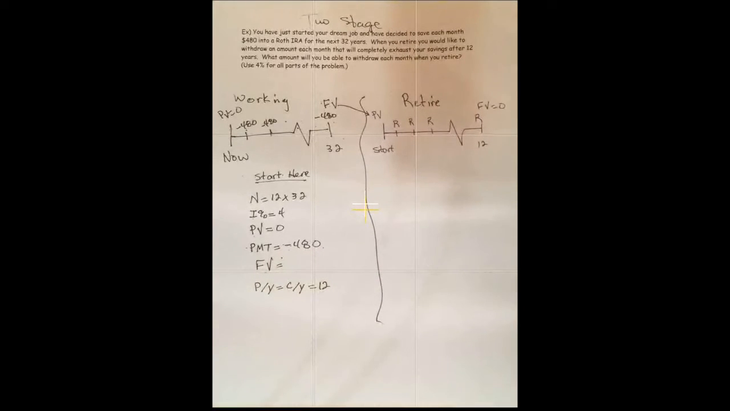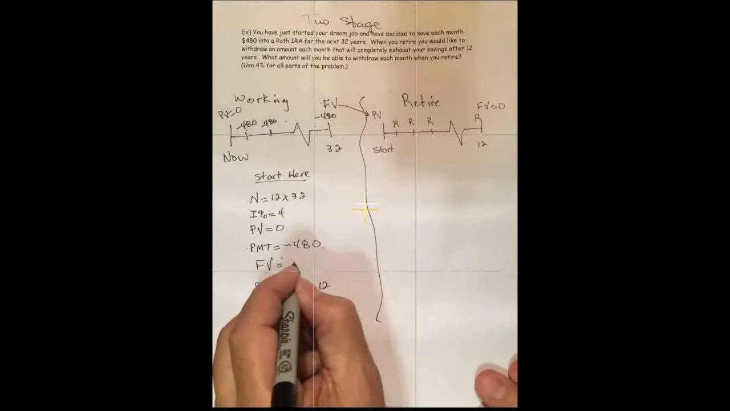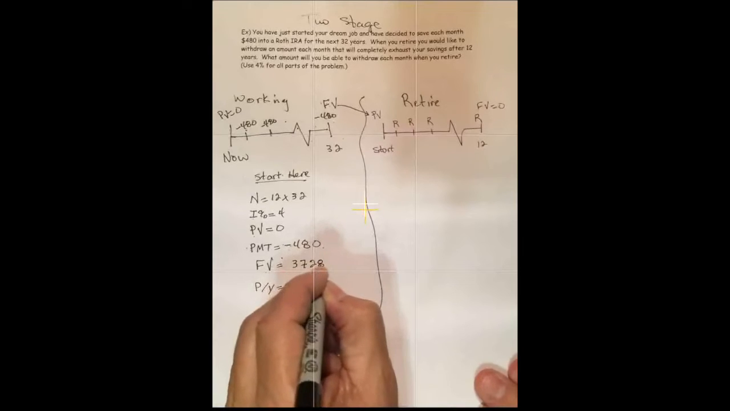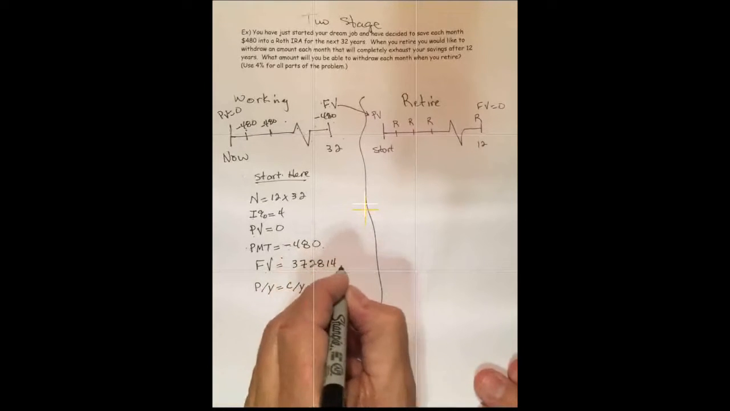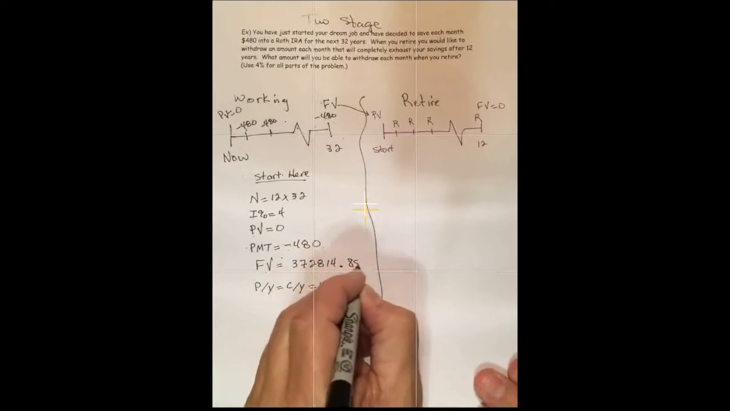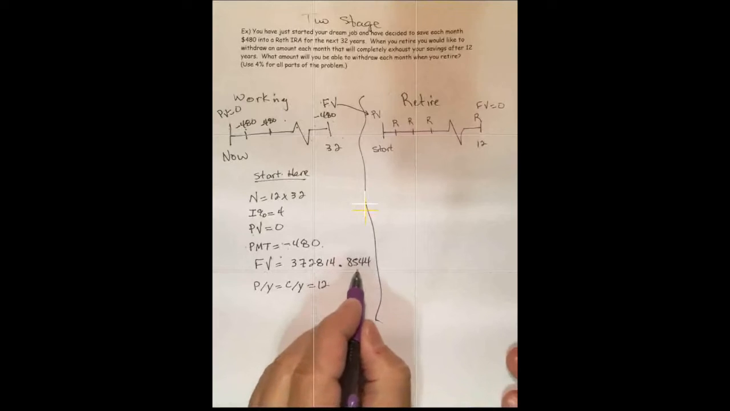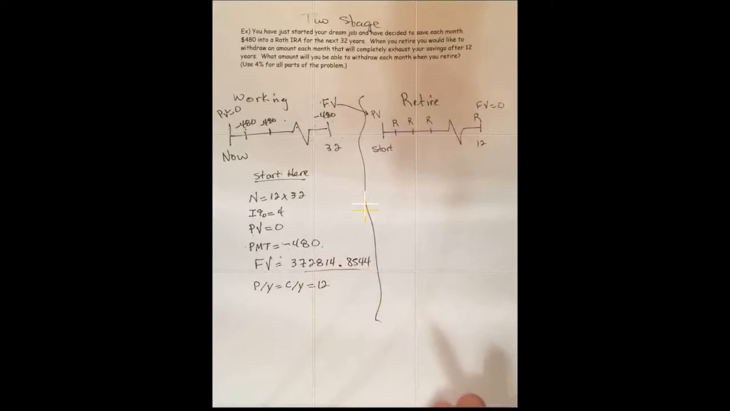Well, we throw those numbers into the calculator, and it gives us 372,814.8544. And the trick to doing these problems in WebAssign is we're going to copy that number over to the present value on the right, and we keep all the digits to get the answer that WebAssign gets.